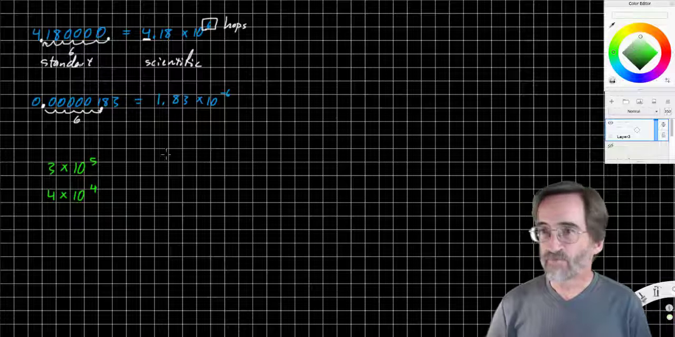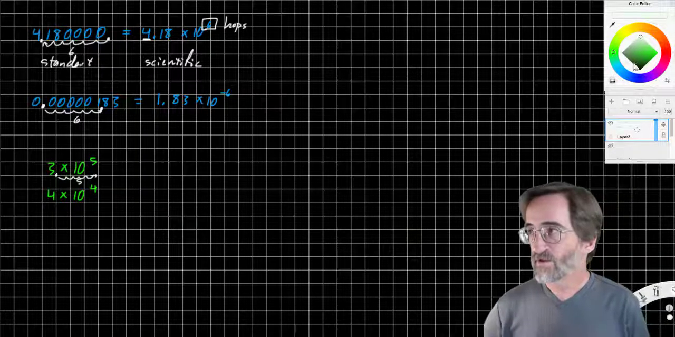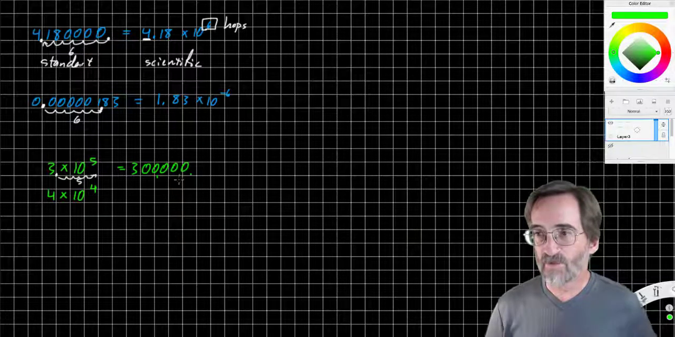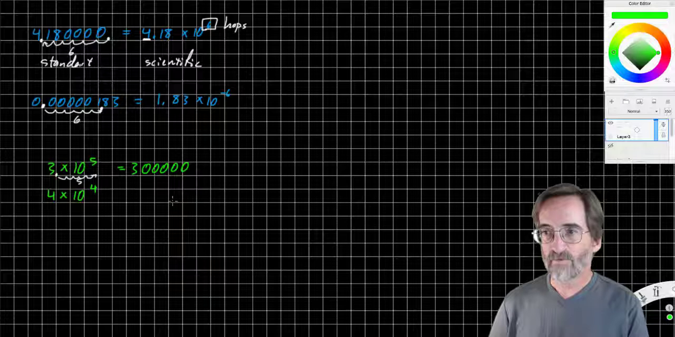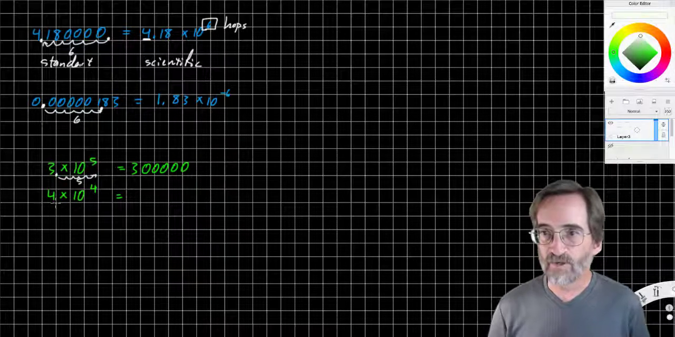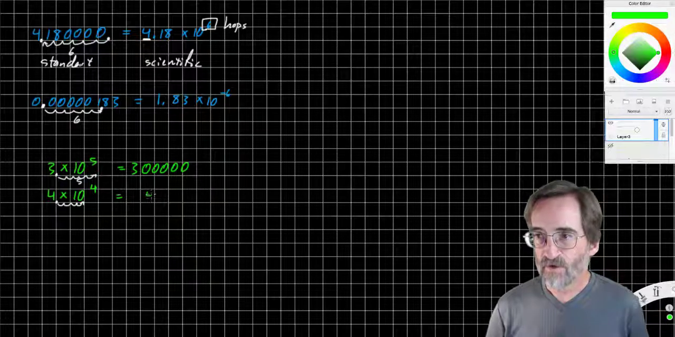Decimal out of sight, put it on the right. It's right after the 3. 10 to the 5th means 5 hops to the right. So this is 3 with 1, 2, 3, 4, 5 zeros. Decimal is now right here. This is 300,000. Compare that to 4 times 10 to the 4th, decimal out of sight, put it on the right. 1, 2, 3, 4. So we're going to have a 4 followed by 4 zeros.